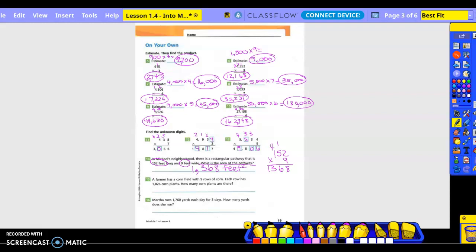Number 15, a farmer has a cornfield with 9 rows of corn. Each row has 1,026 corn plants. How many corn plants are there? So we're going to use 9 and 1,026, and how many corn plants there are is what we're looking for. So what am I going to do?